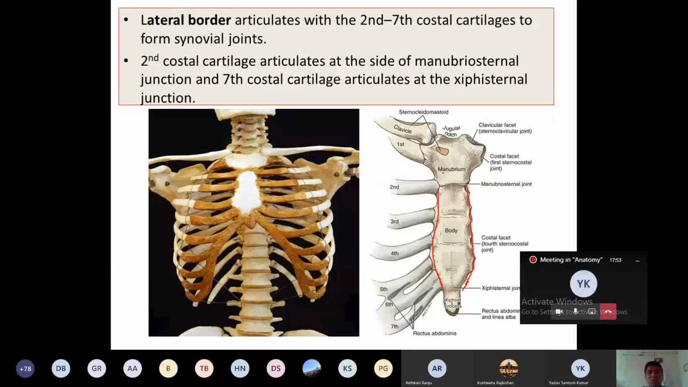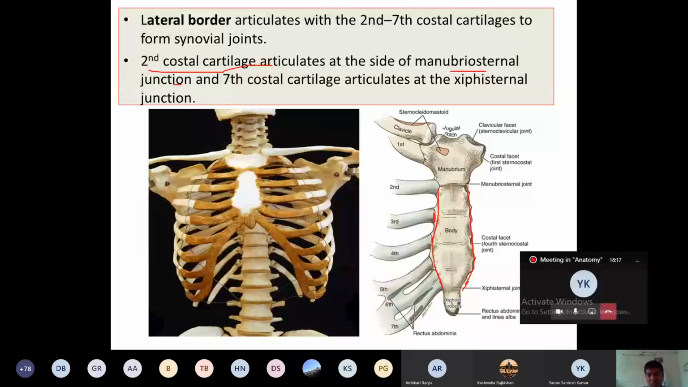So here, how many ribs are articulated with the lateral border of the body? Now I'm telling you. See, the second costal cartilage articulates at the manubriosternal junction, or the sternal angle, and then there is articulation of the third rib below this. Then there is articulation of the fourth rib below the third.